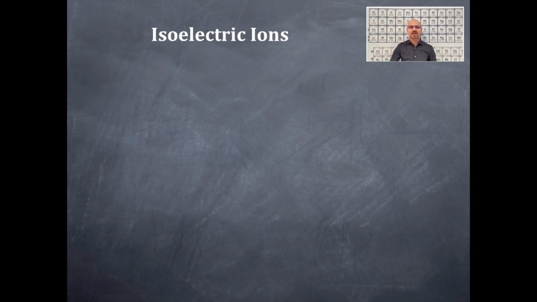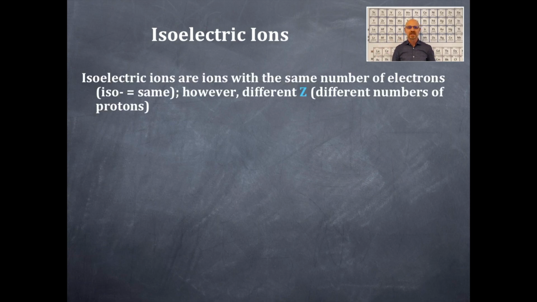Bam! So today we're talking about isoelectric ions. I want you to think about isoelectric and think about what that might mean to you. Isoelectric ions are ions with the same number of electrons. That is, iso is the prefix for the same. However, they have different Z, that is the atomic number. So the number of protons, or that positive charge in the nucleus, is different.